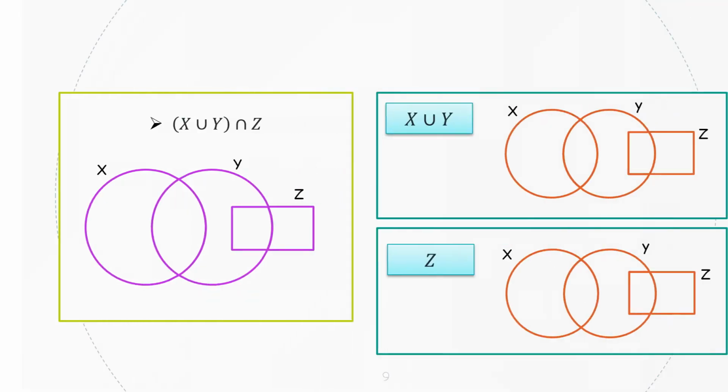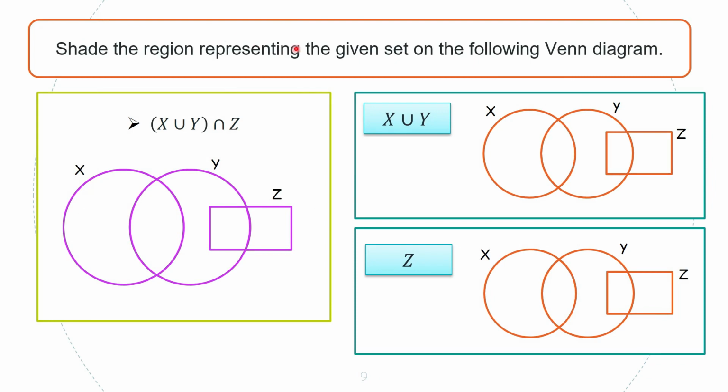Okay, for the next example, shade the region representing the given set on the following Venn diagram. Same question but a different problem, and also a different kind of Venn diagram. This is the question: bracket X union Y intersect with Z. First, we must find the bracket first. This box is the bracket, which is X union Y. This box is for set Z.